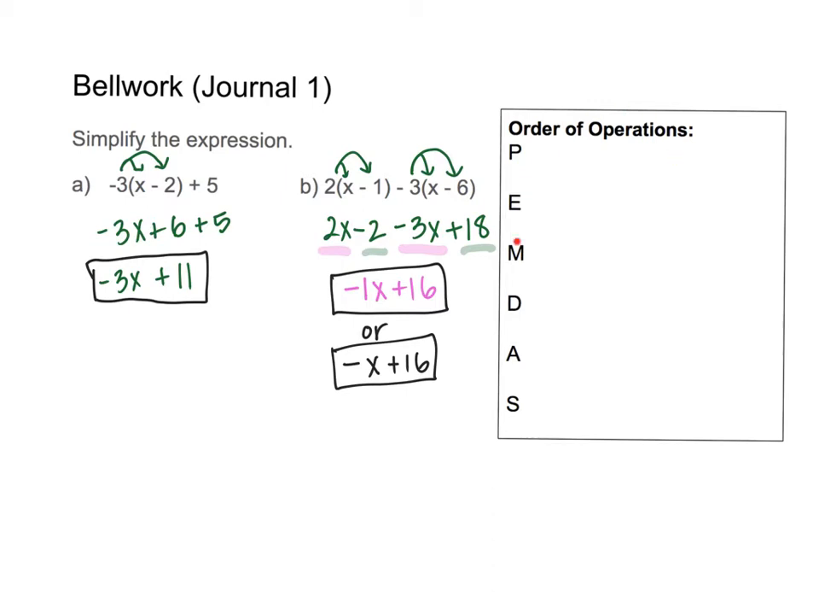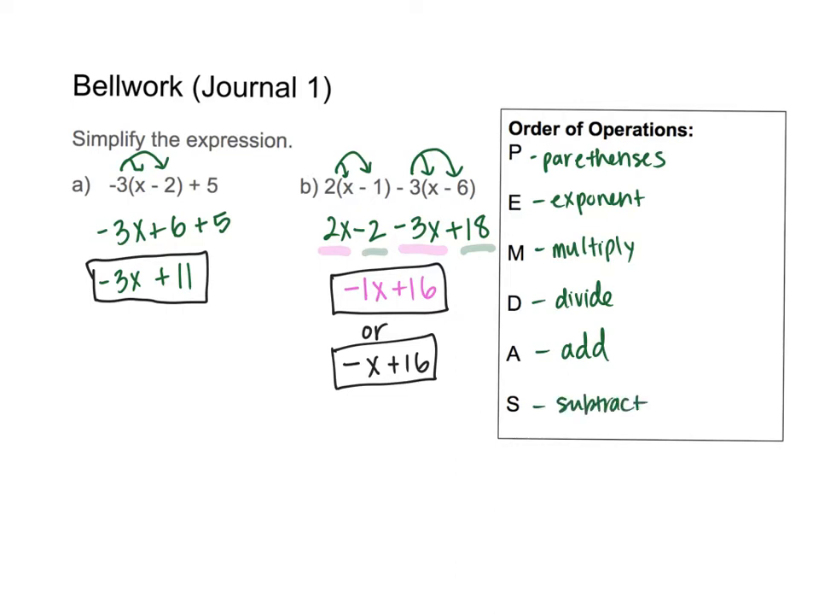Okay, let's talk about order of operations. Now, you should have talked about this even in 8th grade, but you should have definitely talked about this in algebra. So let's go over what they stand for. So P stands for parentheses. E stands for exponent. M stands for multiplication. I'm just going to write multiply for short. D stands for divide. A stands for add or addition. And S stands for subtraction.